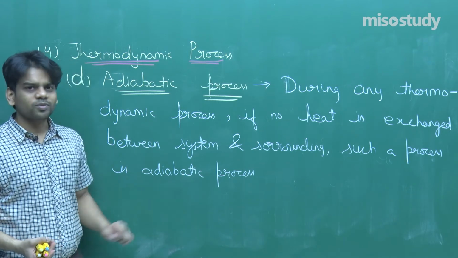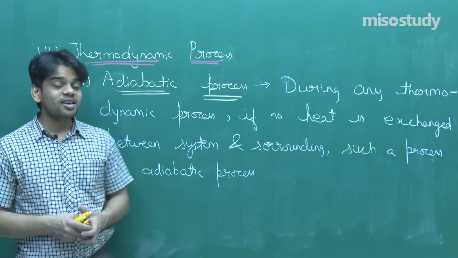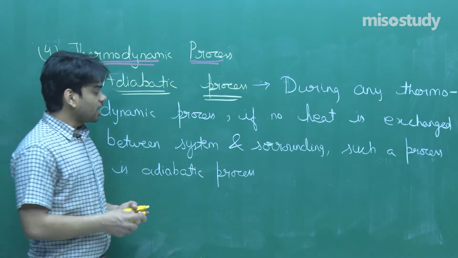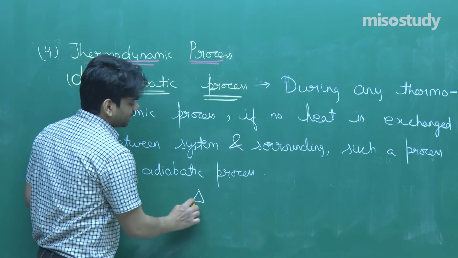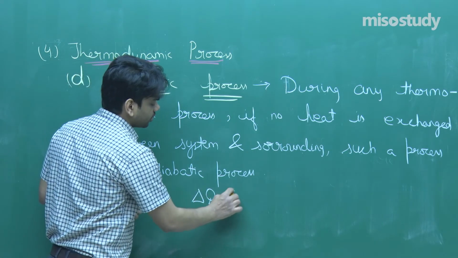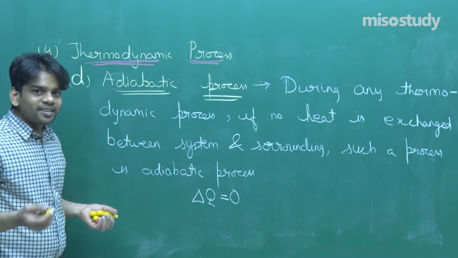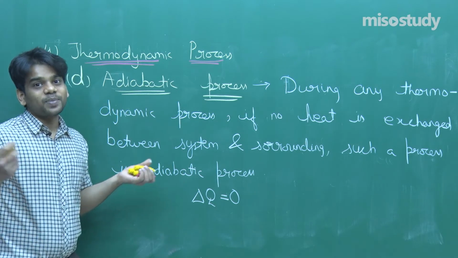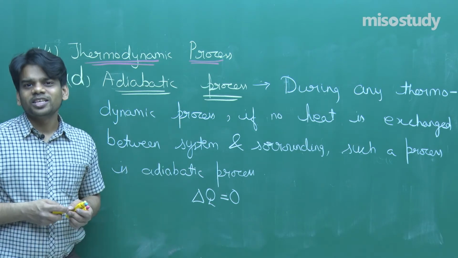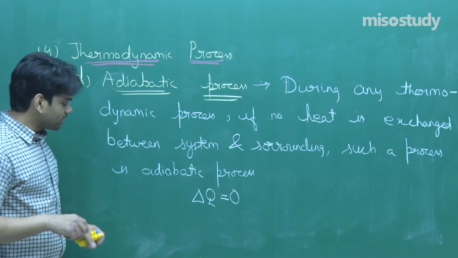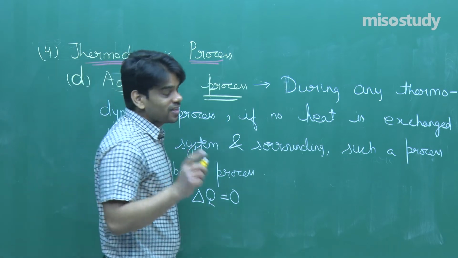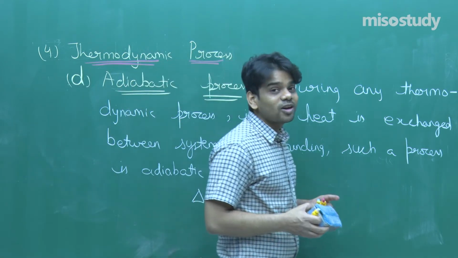So the fourth one that we have studied, that is the adiabatic process. In this, there is no exchange of heat. And in short, what we can write? No exchange of heat, so delta Q is 0. So either gas is going to expand, it's going to do work due to its own internal energy, or if you do work on the gas, that means you are going to increase its internal energy. There will be no heat lost from the system.